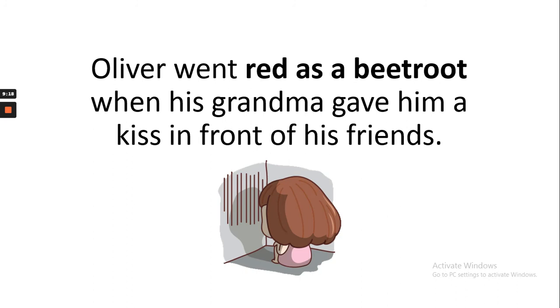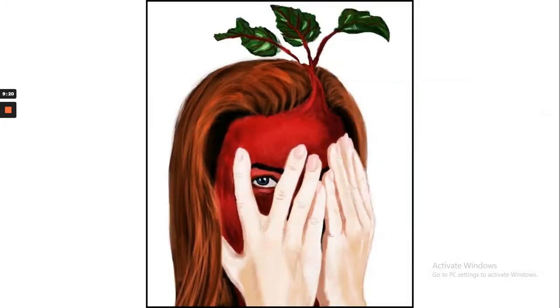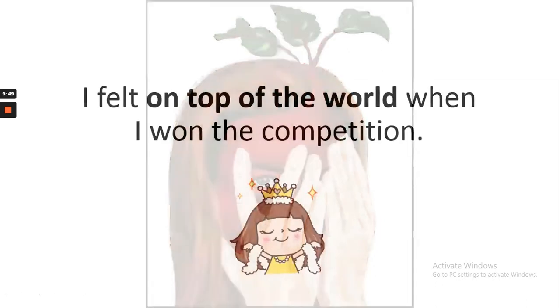Okay, so red as a beetroot, you can see an example here. The face of this lady is actually a beetroot. This is what we call a beetroot. Okay, ubi beet. In Malay, it's called ubi beet. And the color of this ubi is actually very red. So when we say that our face is red as a beetroot, it means our face is really red and it shows embarrassment. Okay?